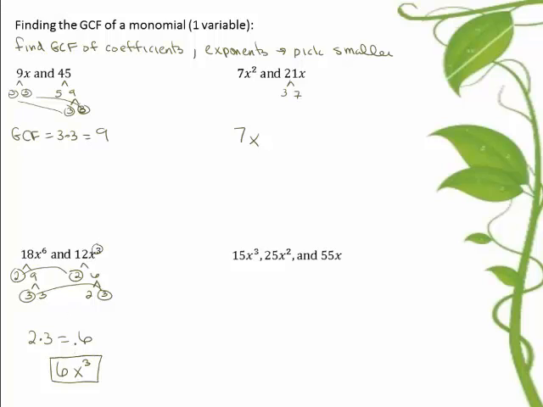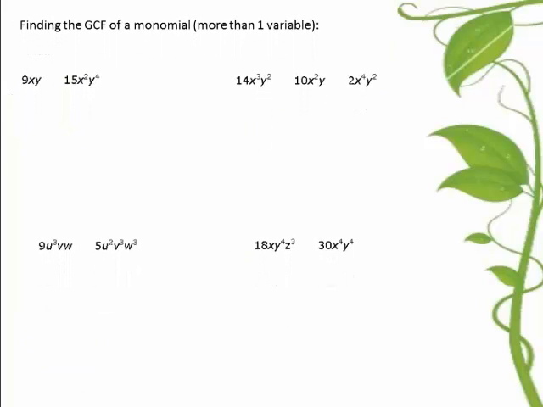The smaller exponent. If I have more than one, I look at all three and I see which all three have in common. They all have a 5 in common. I have 3 x's, 2 x's, and 1 x, so I have to pick the smallest one, which is 1x. If I have more than one variable, I do the same process. I find the GCF of the coefficients, and then I pick the smallest exponents.